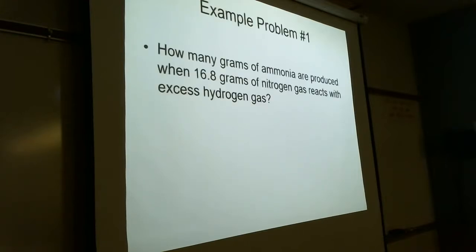How many grams of ammonia are produced when 16.8 grams of nitrogen gas reacts with excess hydrogen gas? Excess means you've got a lot. So if you see the word excess, that just means you've got a vast quantity. But I've only got 16.8 grams of nitrogen gas. So the first thing you have to do is write a balanced equation, because you can't do step 2 of stoichiometry if you don't have a balanced equation.